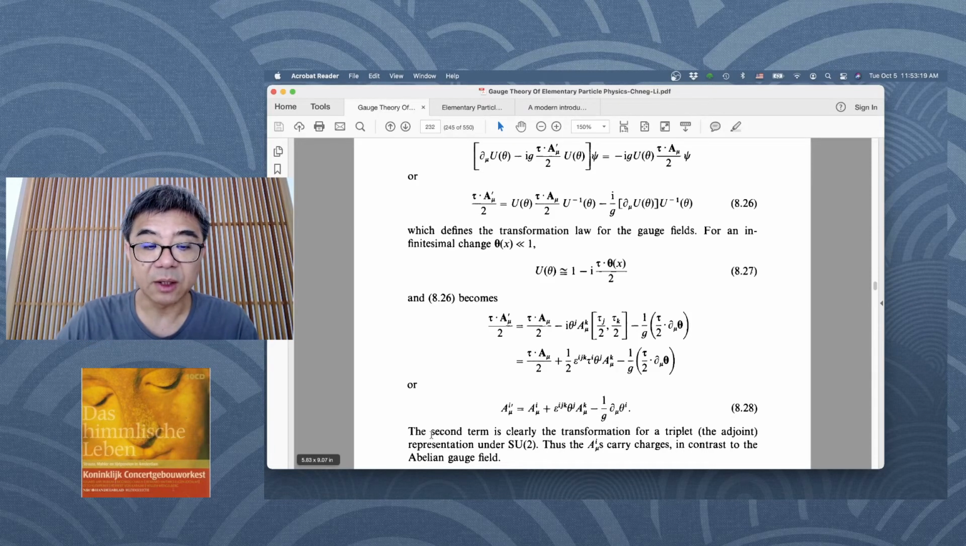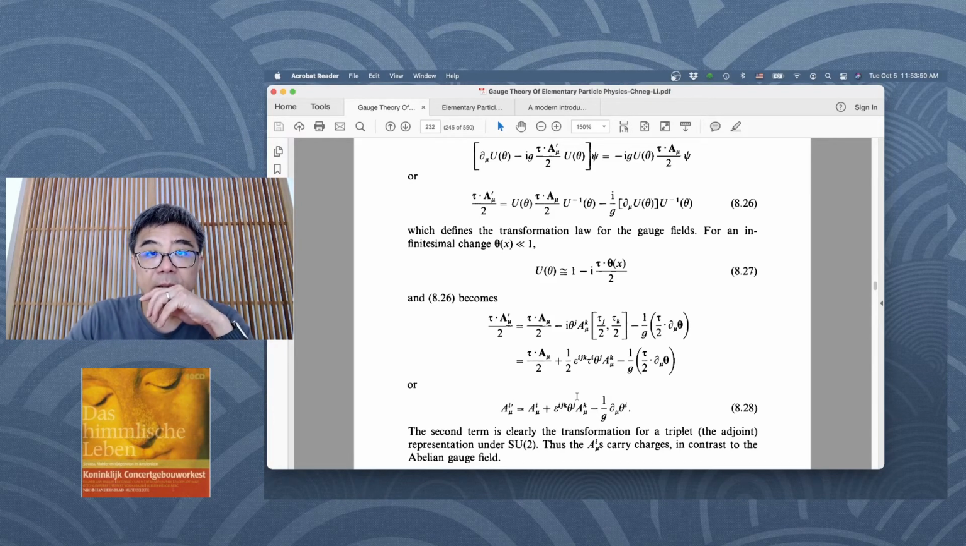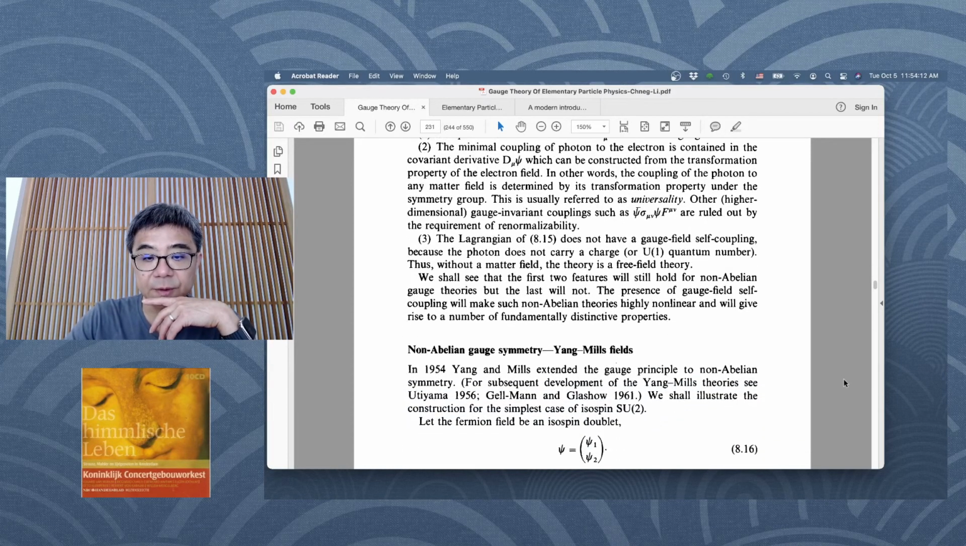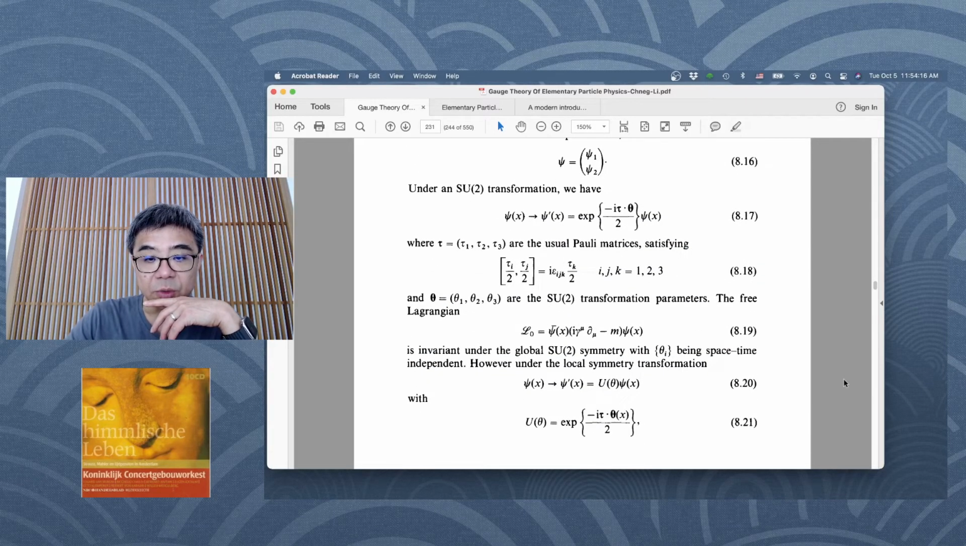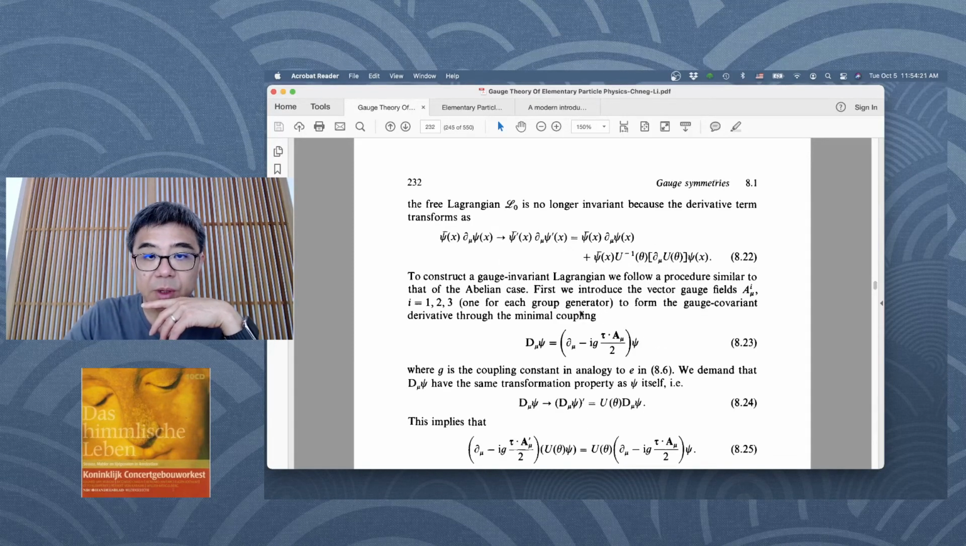That's why the author wrote that the second term is clearly the transformation for a triplet of SU2. Remember again, A I is a triplet, A1, A2, A3. So even though theta I is space-time independent, it will still transform as a triplet in this way. That's almost it. With the definition of 8.26 for the transformation property of A, and 8.28 for the infinitesimal case, we succeeded in constructing a covariant derivative D, which allows U to pass through, which is the formal requirement we have here.